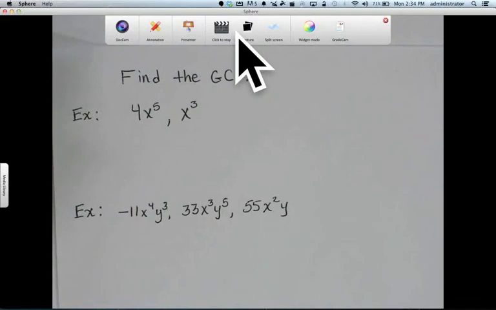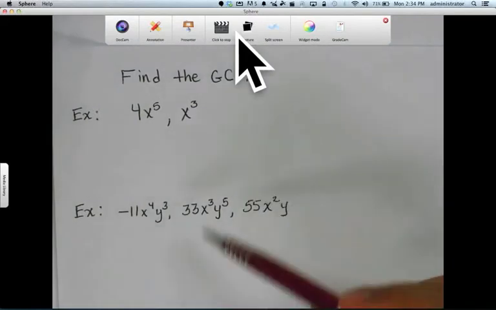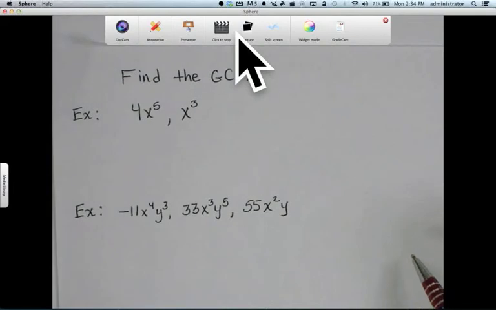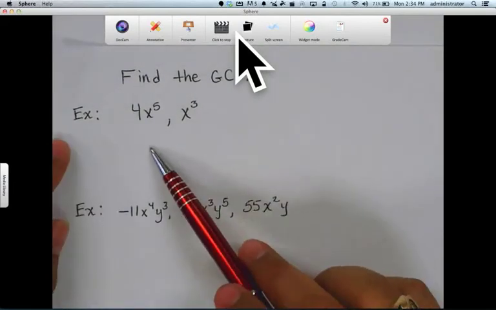In this first set of problems, we're asked to find the GCF. And what does GCF mean? That means the greatest common factor. So we're going to take a look at these sets of numbers and check to see, well, what do they have in common? Okay, so we're going to take a look at the very first example.